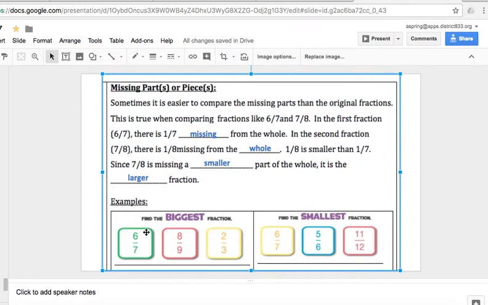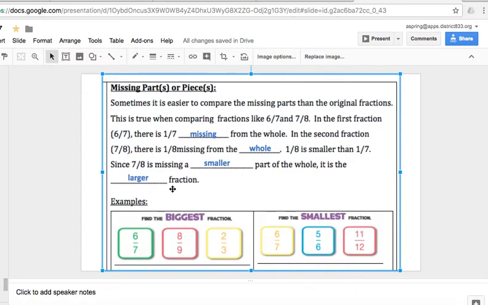If you have a pizza made out of 7 slices and you ate 6 of them, there's 1/7 left out of the pizza. And so if I think about 1/7 versus 1/9 versus 1/3, the biggest fraction would be 8/9 because there's just a really small sliver of that pizza missing.